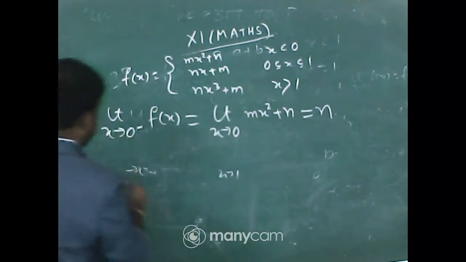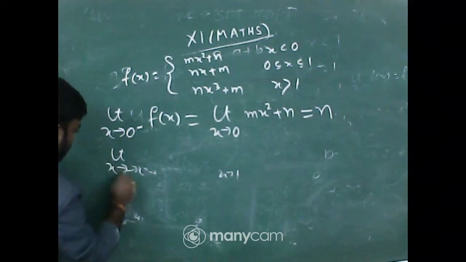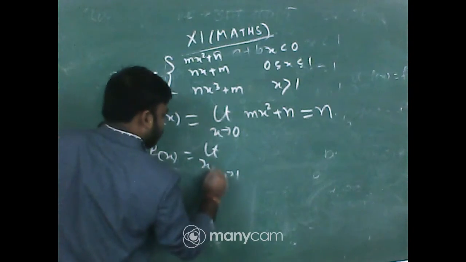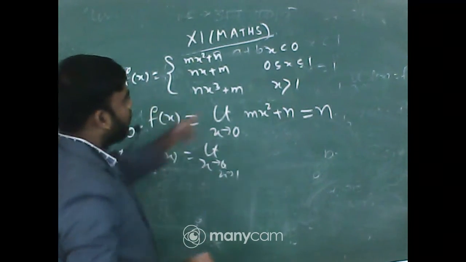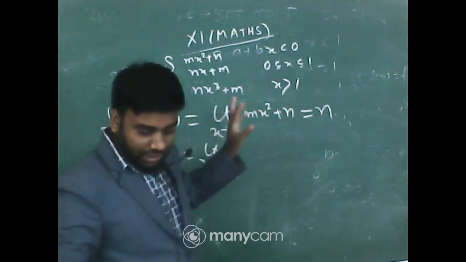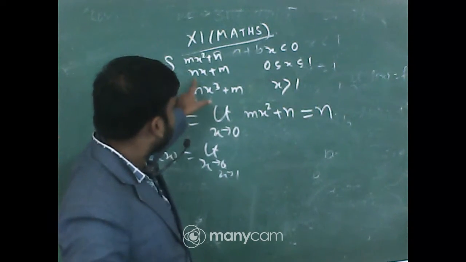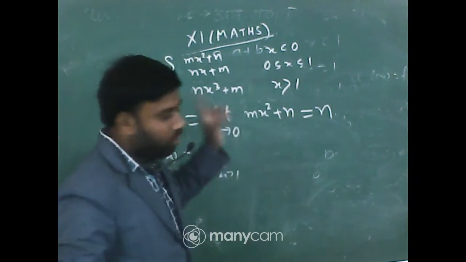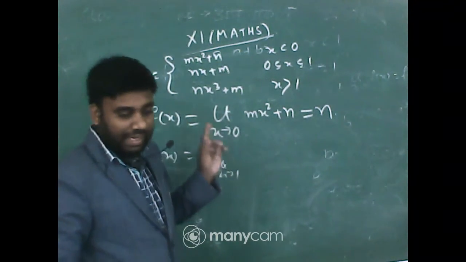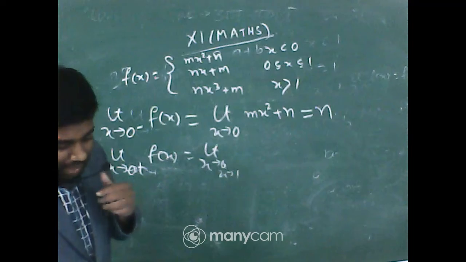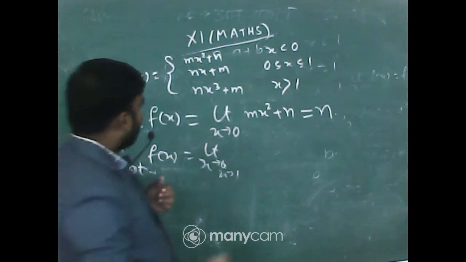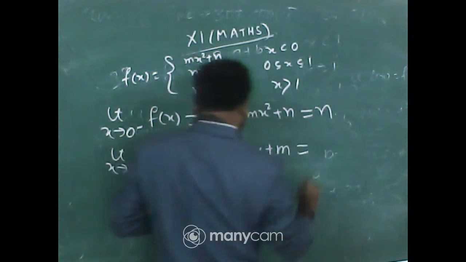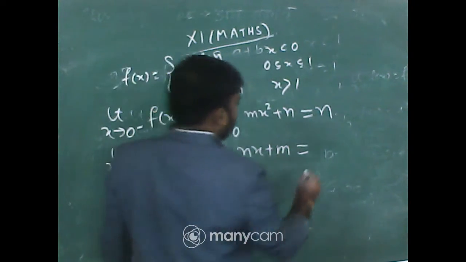Similarly, limit x tends to 0 plus fx. 0 plus means the function nx plus m, where x is greater than or equal to 0. So put x equal to 0 and you will get m.